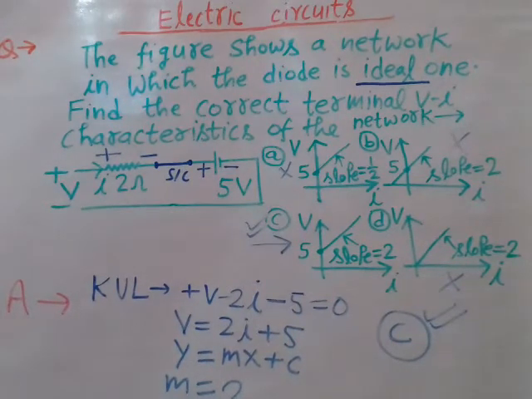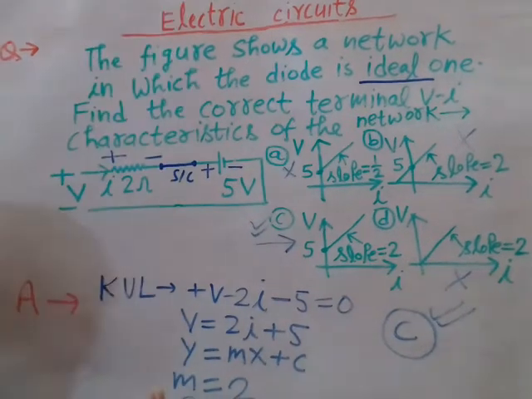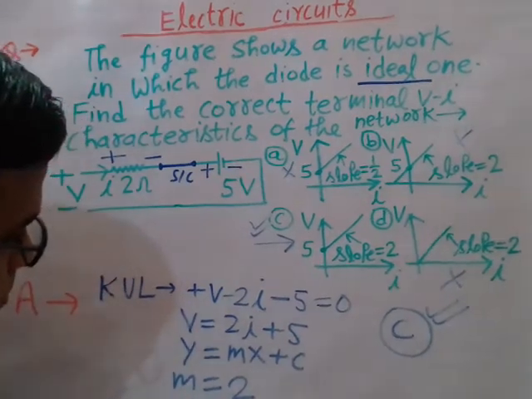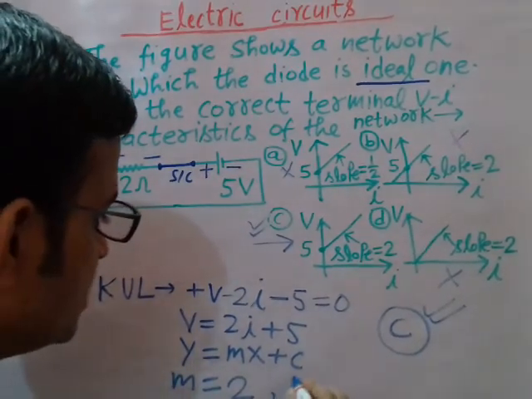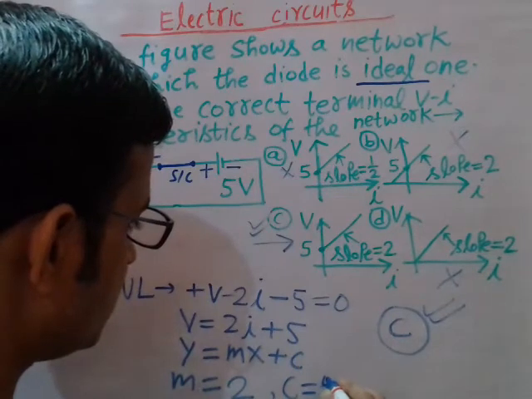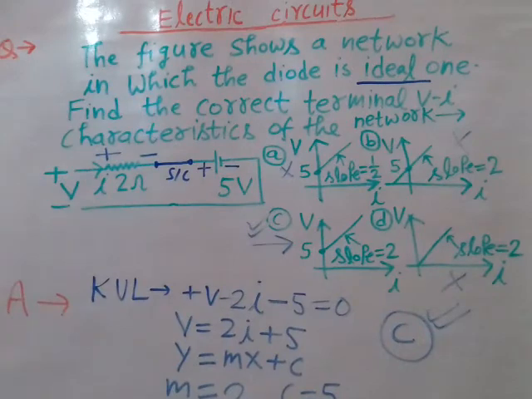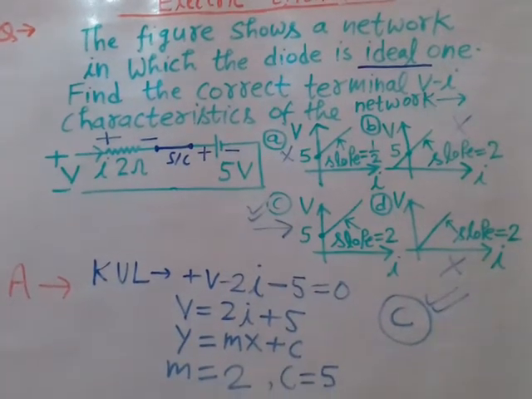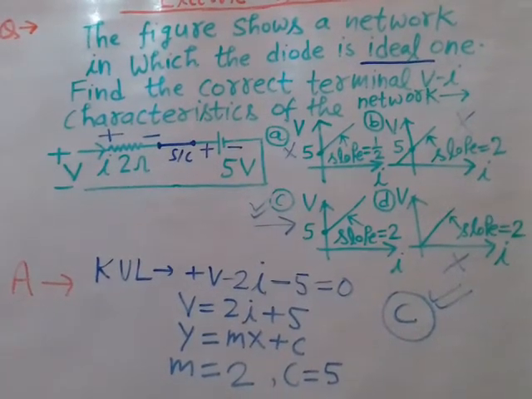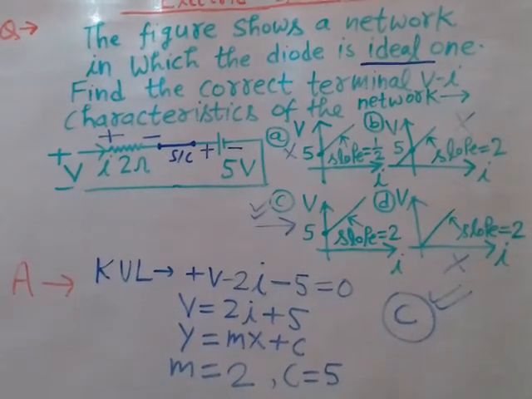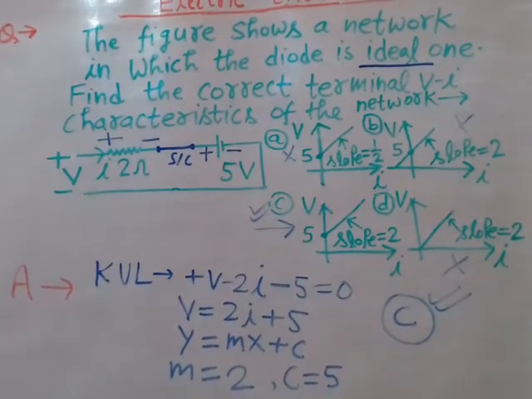Did you understand the question? So m is 2 and this c, the intercept on the vertical axis, is 5. So which option is correct? Option C is correct.